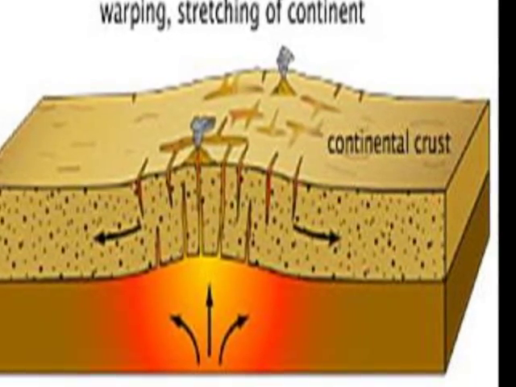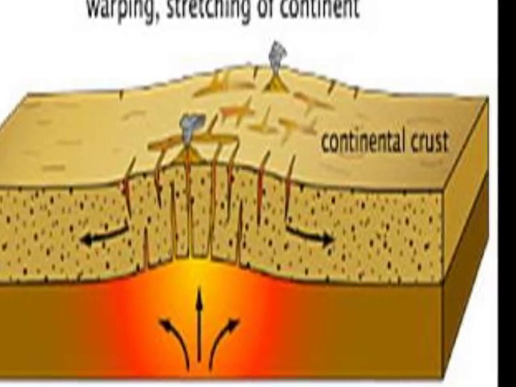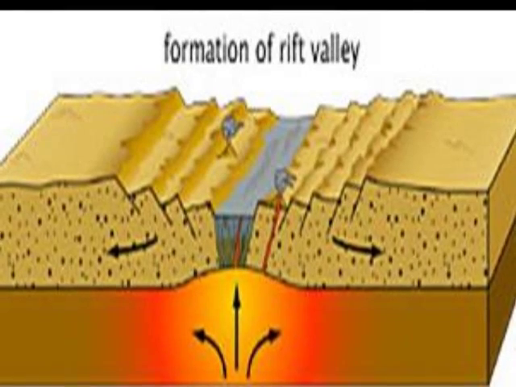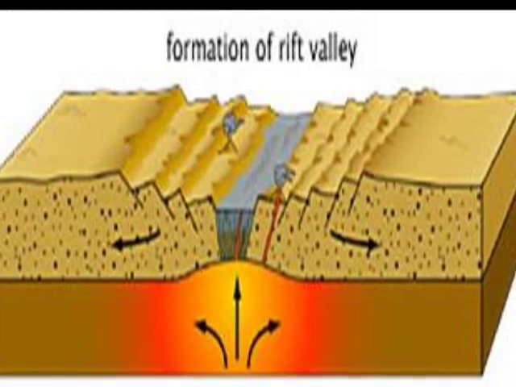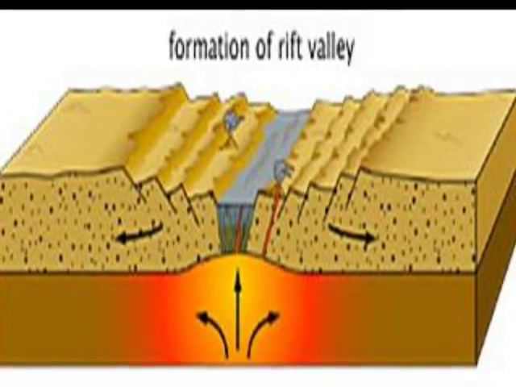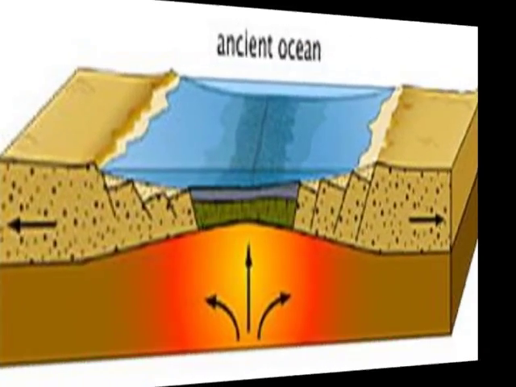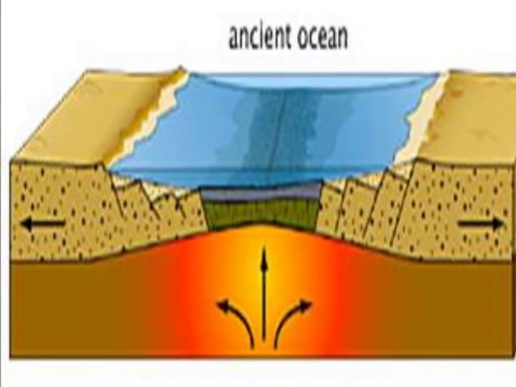First, as the land starts to diverge, it is stretched and warped. Plumes of hot rock rise from the earth, bending the crust and fracturing it. This allows magma to reach the surface to create a rift valley. Over time, the rift valley grows and expands.